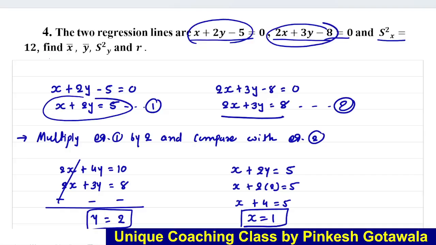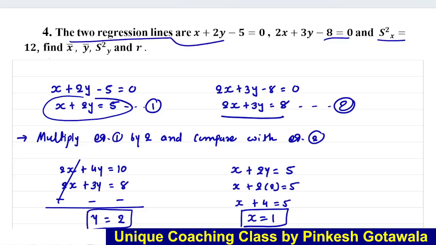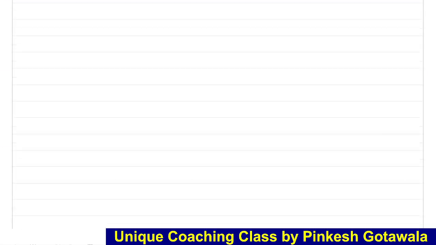But here the question is, how can we know which one is y on x and which one is x on y? આમાં ખબર કઈ રીતે પડશે કયું x on y છે ને કયું y on x છે? Because here they just write two regression lines are. બસ એવું કહી દીધું છે કે બે regression line છે.